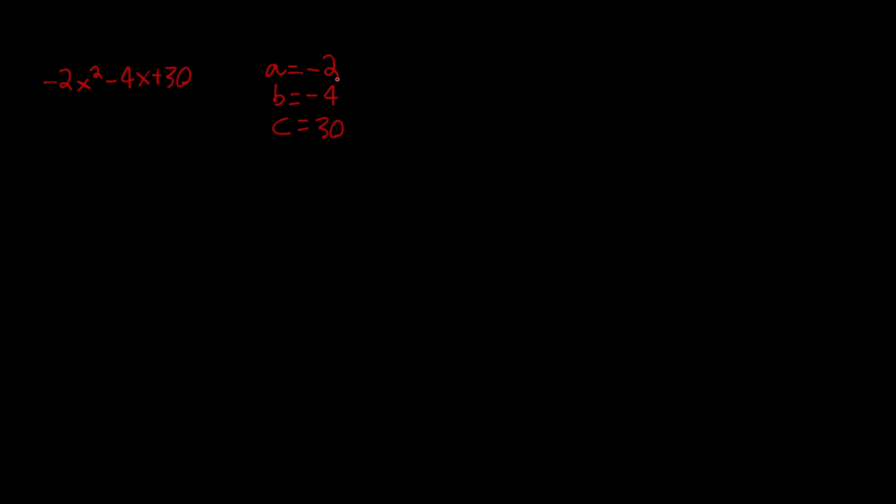So factoring out a, because it's not equal to 1, is going to change this equation. So we're going to take b over a, which is negative 4 divided by negative 2, right? So those negatives are going to cancel out, and we're just going to be left with 2. And then we have c over a, which is 30 divided by negative 2, or negative 15. Okay, so to start us off, we write 0 is equal to negative 2, x squared plus 2x minus 15.